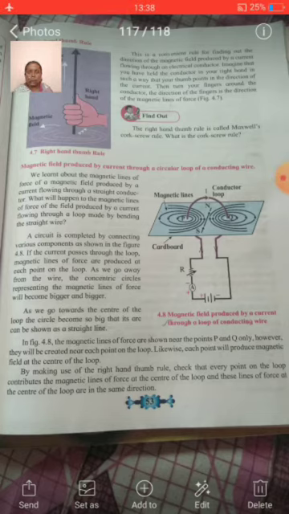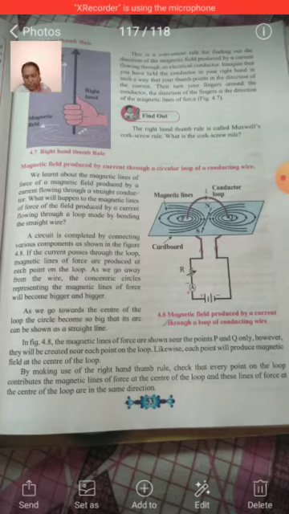In the right hand thumb rule, if we hold a conductor in our right hand in a straight position as shown in the figure, the direction of the thumb shows the direction of electric current, and the direction of the remaining fingers held around the conductor shows the direction of the magnetic field. This rule is also known as Maxwell's corkscrew rule.